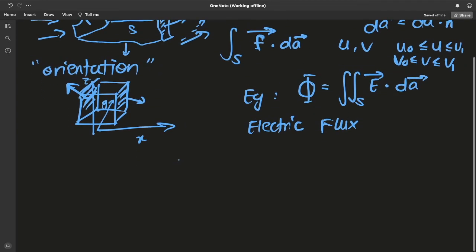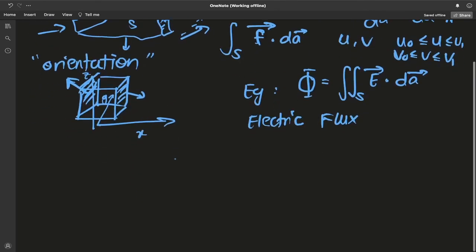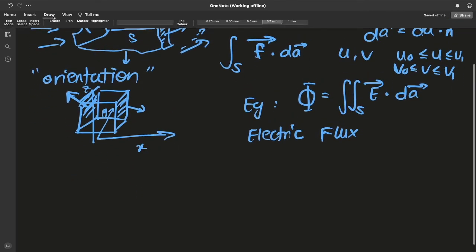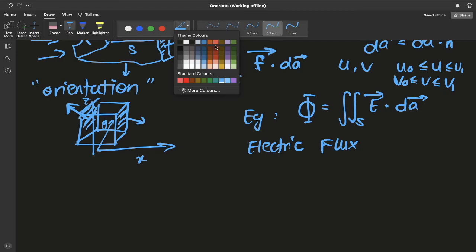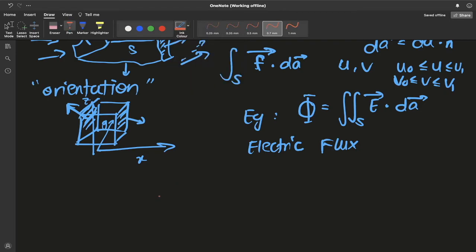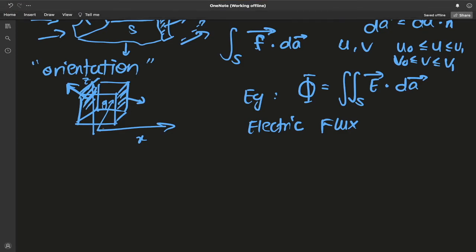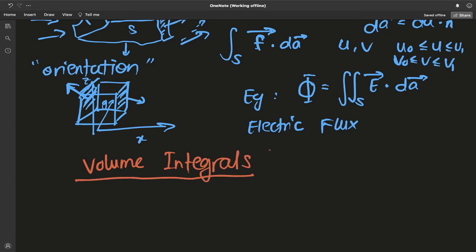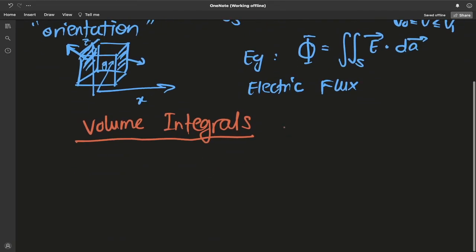Okay, so moving on, what else remains is actually volume integrals. Let me just change my color here. Okay, so volume integrals are actually not that hard. If I think of them that way, they're way simpler than surface integrals, because you don't do it on vector fields anymore, you do it on scalar fields.